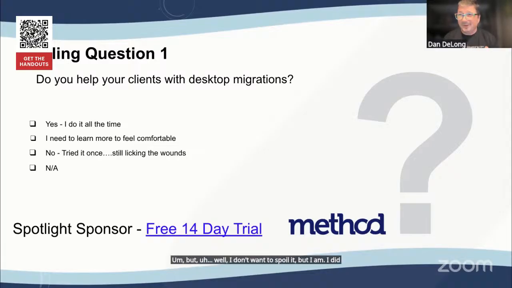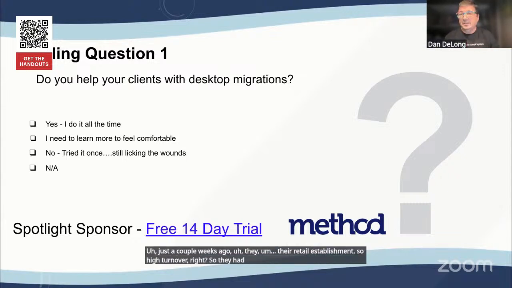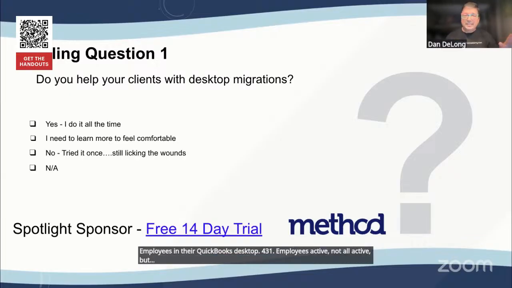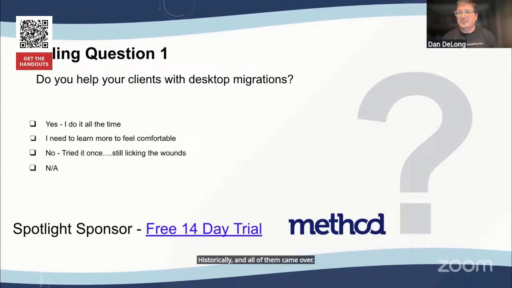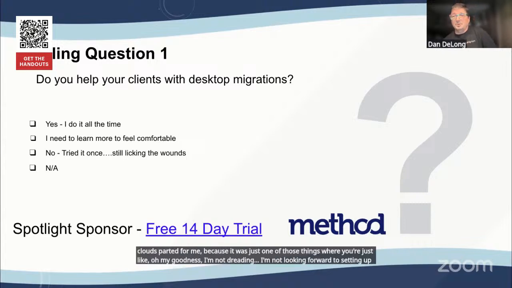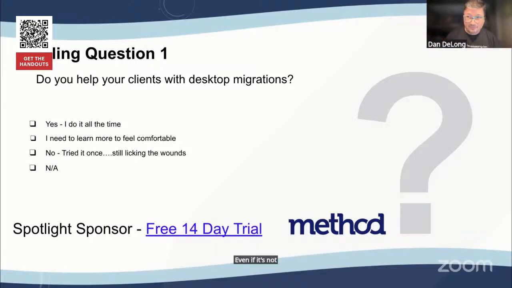I don't want to spoil it, but I did a migration just a couple weeks ago. It was a retail establishment, so high turnover, right? They had lots of employees in their QuickBooks Desktop, 431 employees, not all active, but historically, and all of them came over to QuickBooks Online, and the direct deposit was set up, and their pay types were set up. It was the clouds parting for me, because I was not looking forward to setting up 431 employees, even if it's not all the active employees.